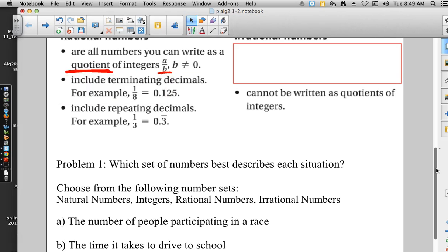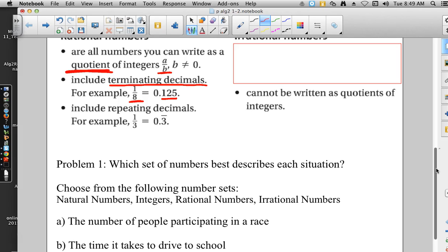In this little blank, we want to put that it includes terminating decimals, and we have an example there of 1/8, which is 0.125. Now it stops there. It has 3 decimal places, and it is done. We can write that as a fraction because that's 125 thousandths. And if we reduce 125 thousandths, we get 1/8. So terminating decimals are definitely rational numbers.